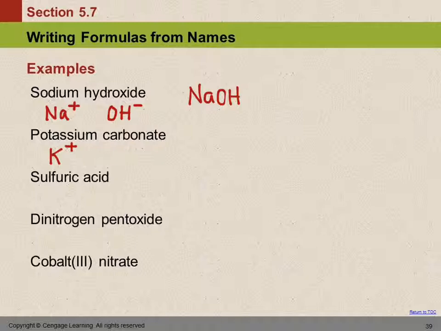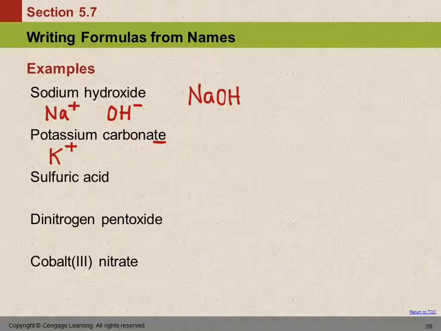Carbonate. Okay, we've got this -ate. That gives us a clue. This is probably a polyatomic ion. Let's see if we can find it in the table. As you can imagine, you're probably going to want to have a copy of that table of polyatomic ions handy so that you can look at it. And I will give you one for the exam.